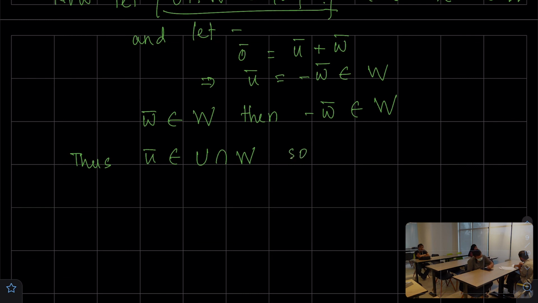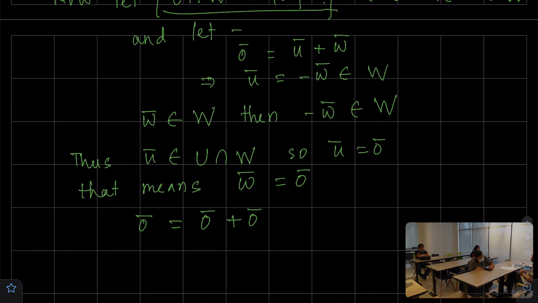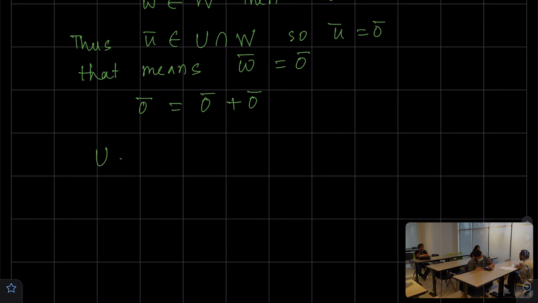So u equals 0 vector. That means w vector is also equal to 0 vector, and 0 vector equals 0 vector plus 0 vector, the unique representation, right? That means this U plus W is what? It is the direct sum.